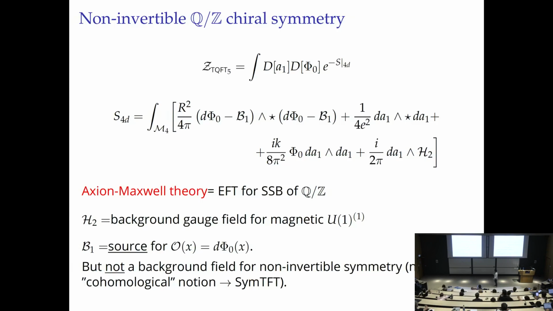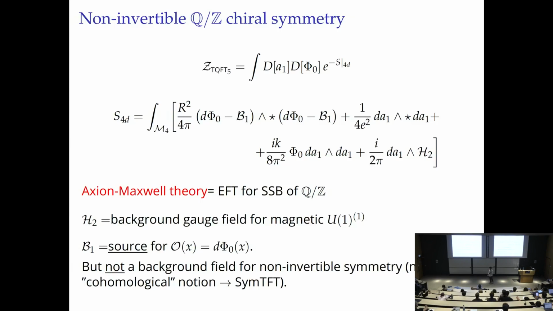However, with reference to what I told you a few seconds ago, here, while H2 can be thought of as the background field for the magnetic symmetry, this is like a standard coupling, B1 is not the background field for the non-invertible symmetry. Indeed, there is no gauge transformation that you can assign here to B1 that makes this action gauge invariant. On the other hand, you can turn on B1, and you should turn on B1, because holographically this is the source for the operator d phi naught. But you should not think about it as a background field for the non-invertible symmetry.